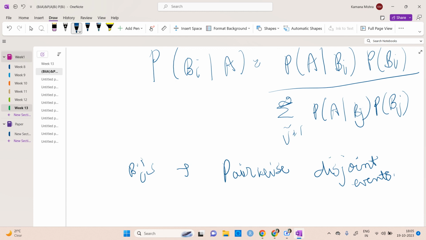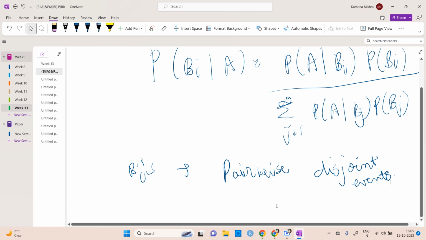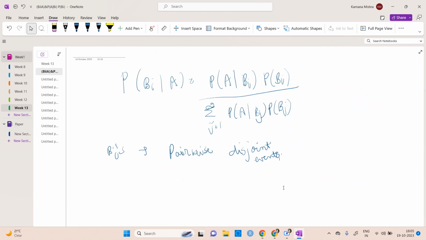So if you have any question related to Bayes theorem, you can tell me, because I don't have any, so I'm gonna search in Google. What, can you repeat?